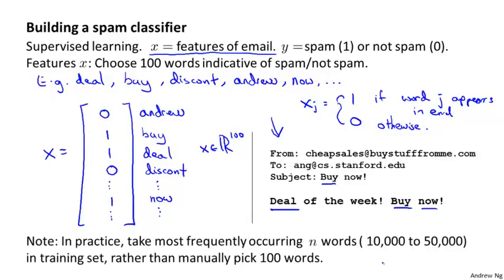By the way, even though I described this process as manually picking 100 words, in practice, what's most commonly done is to look through a training set and pick the most frequently occurring N words, where N is usually between 10,000 and 50,000, and use those as your features. So rather than manually picking 100 words, you look through the training examples and pick the most frequently occurring words, like 10,000 to 50,000 words, and those form the features that you're going to use to represent your email for spam classification.